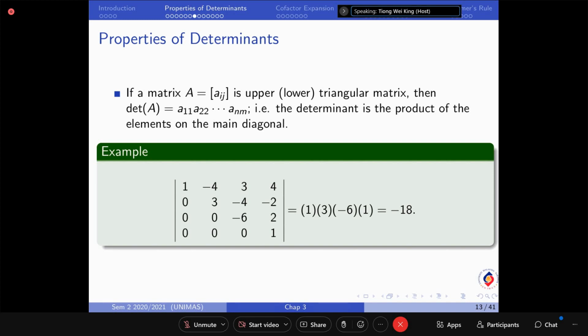And then next, this is the last one actually. If a matrix A is an upper or lower triangular matrix, then the determinant is the product of all the diagonal elements. Okay, so for example here, this is the upper triangular. Then the determinant is the product of the entries along the main diagonal. Okay, so you have this.